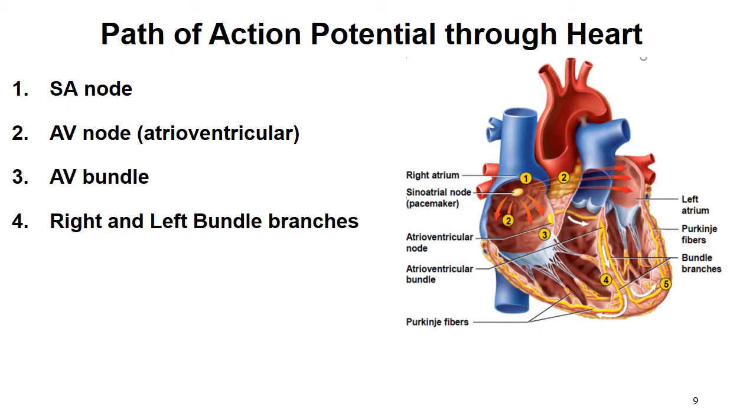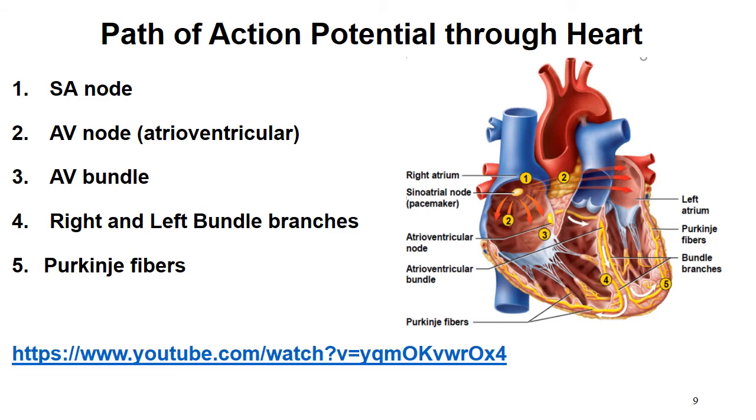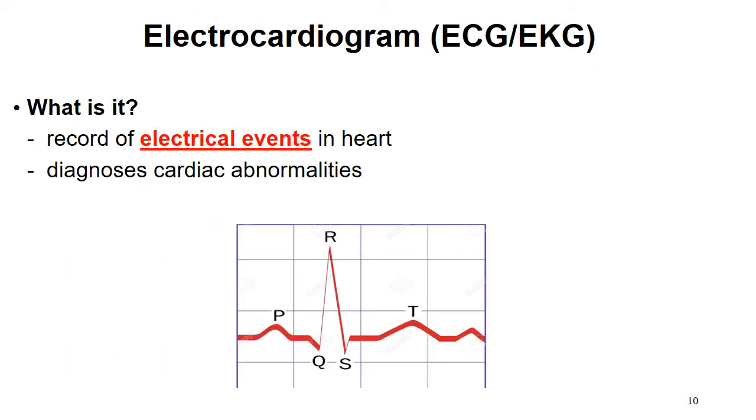Step 4, the AV bundle now splits into right and left bundle branches. The right side goes to the right ventricle and the left side goes to the left ventricle. Again, the ventricles are the major contracting parts of the heart. Step 5 are what are called Purkinje fibers. These are the structures that are going to go deep into the ventricles to allow those ventricles to contract. There's a YouTube video that goes along with this, also located on Blackboard and a part of your animation worksheet, to get a visual of how all these pieces fit together.